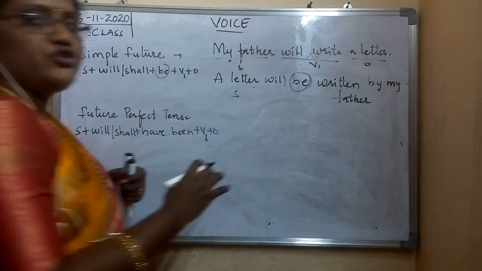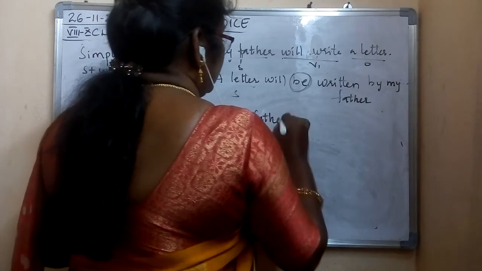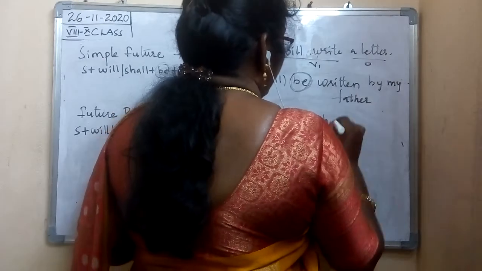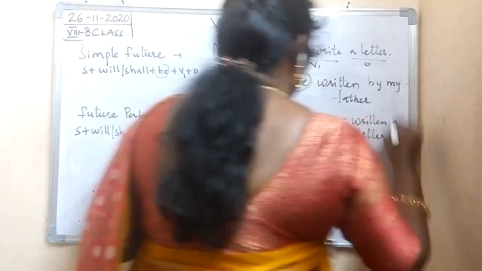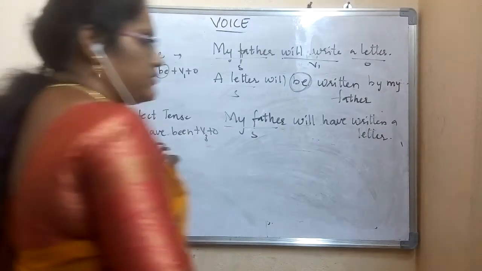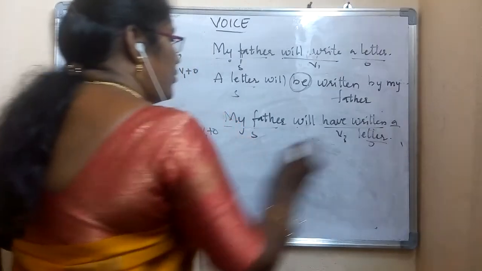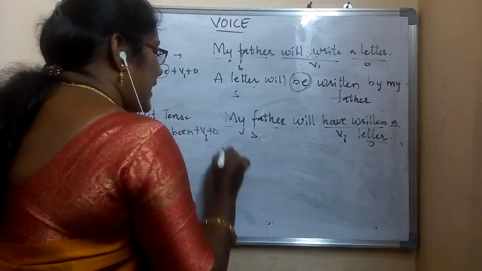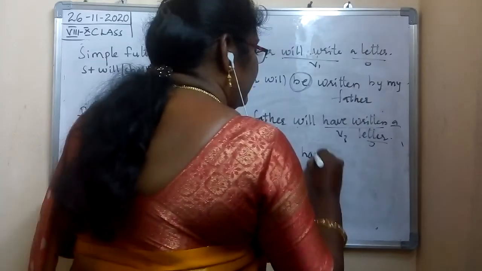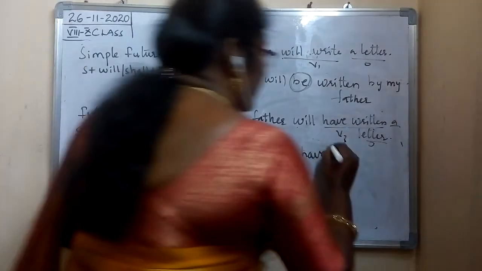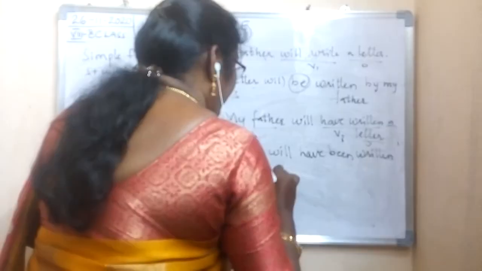Then the last one is future perfect tense. So what is future perfect tense? If I write, okay, my father will have written a letter. If I have written this sentence, so now my father is what? Subject. Have written is V3 form, letter is what? Object. Okay, so now object we have to bring first. So a letter will have, already it is in V3 form. After have, what should be written here? Been. Will have been written by my father.